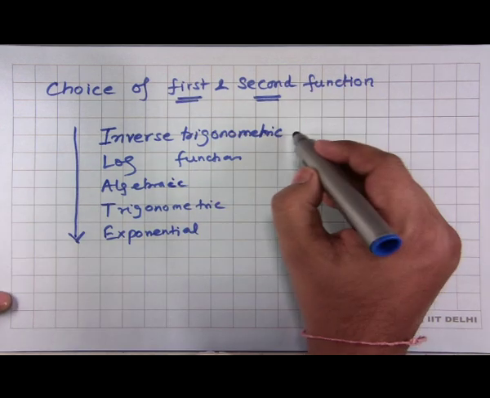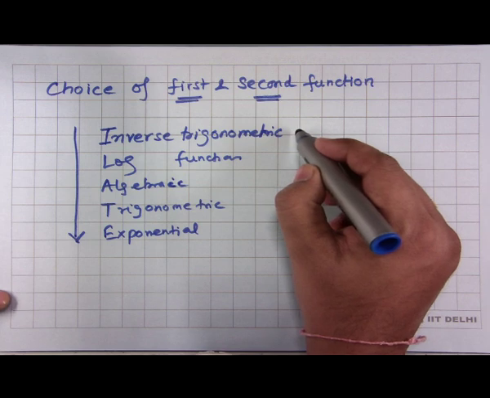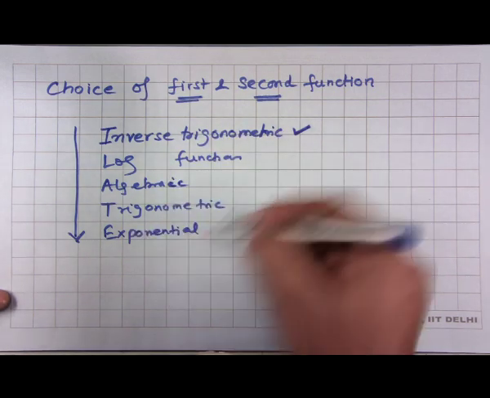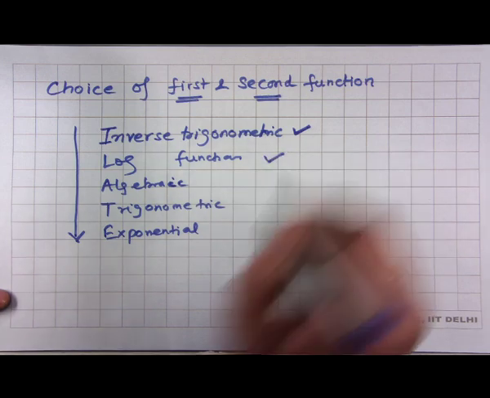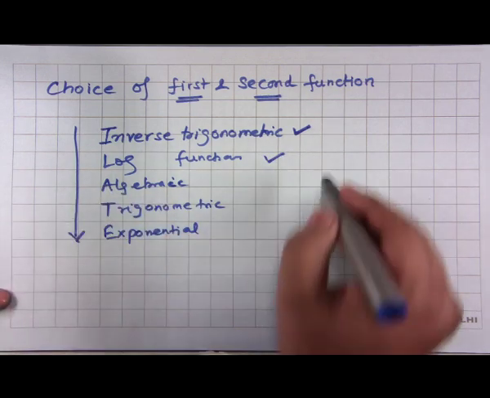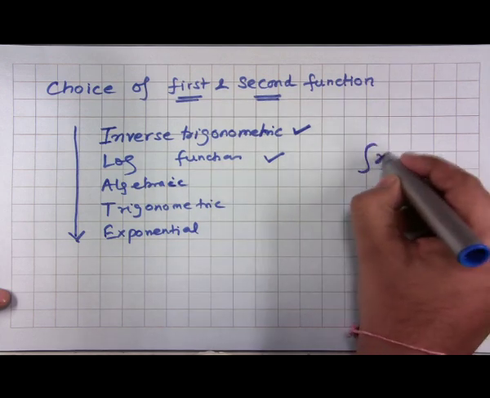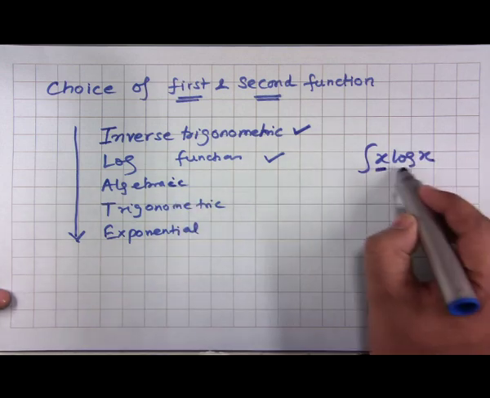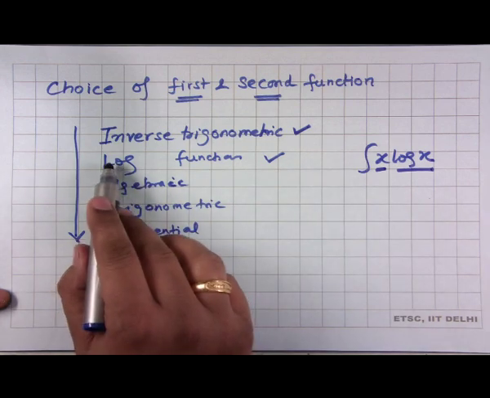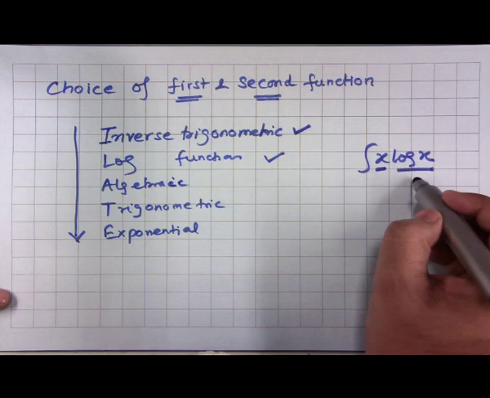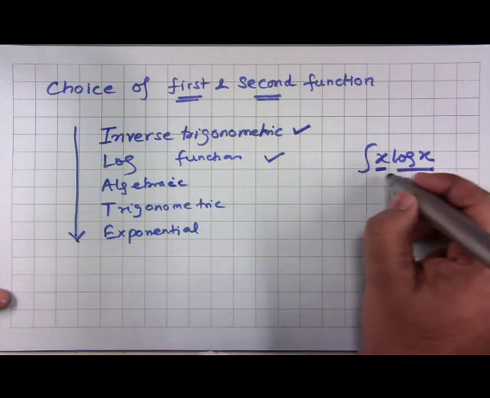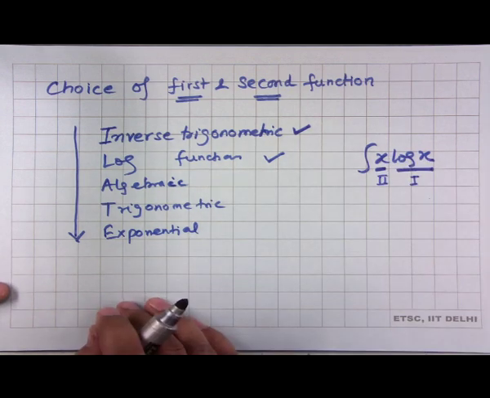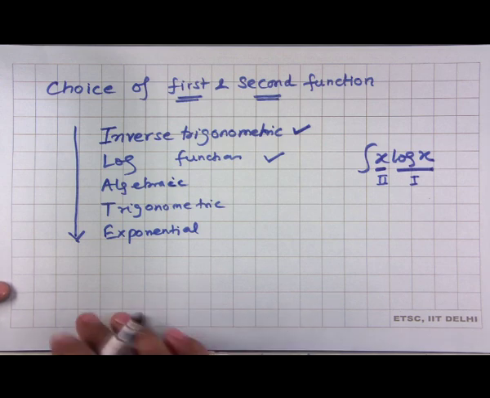You should first try to choose inverse trigonometric function as first function if it is present, and then logarithmic as first function. We have seen the case where we have to integrate x log x. In this case, algebraic function was present and logarithmic was present. According to this order I should choose logarithmic first and then algebraic. You saw that when I solved that example, if I choose this as first function and this as second function, the integral becomes very easy, and we were able to handle it easily.